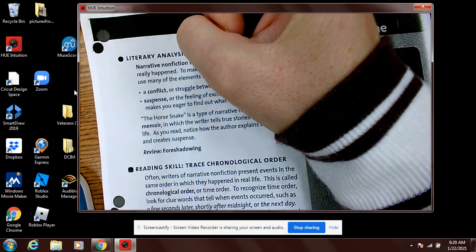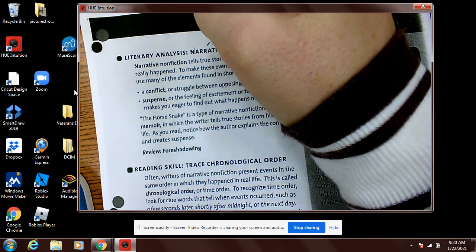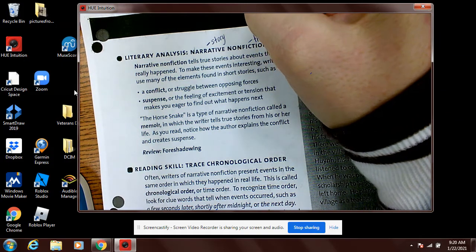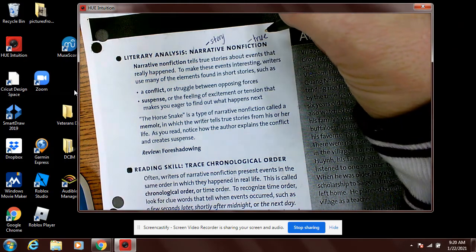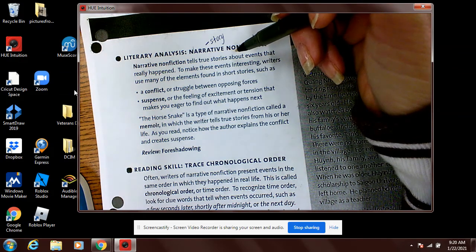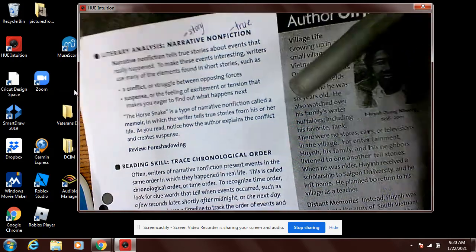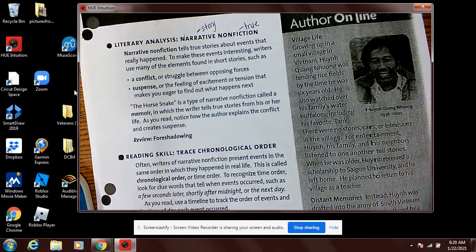So narrative, the term narrative means story, okay? So narrative nonfiction is true, but remember stories have the elements of plot, they have conflicts. So this is true, but some of the events may not be true. They use it to make it interesting to the readers. I know you do narrative writing in English class, so make sure that you remember that term narrative. It means story.